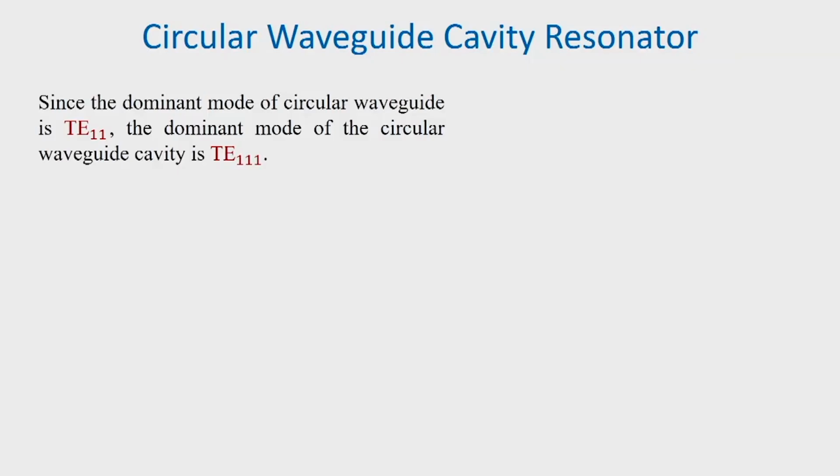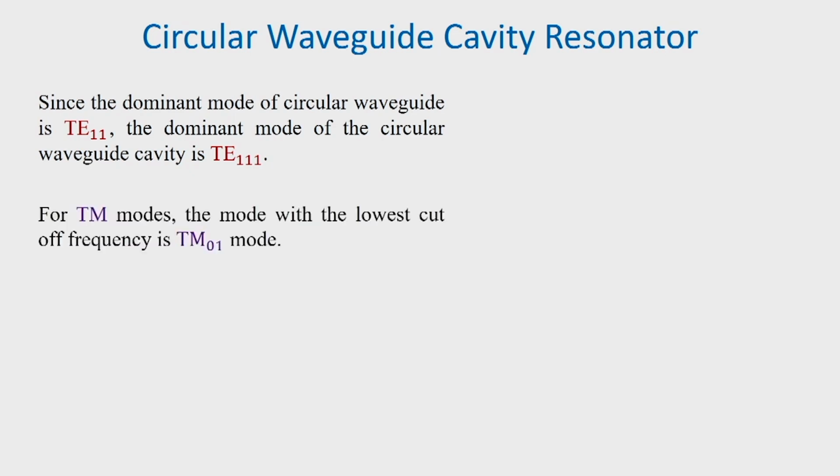Let us now discuss the circular waveguide cavity resonator. Since the dominant mode of circular waveguide is TE11, the dominant mode of circular waveguide cavity is TE111. For TM modes, the mode with the lowest cutoff frequency is TM01 in a circular waveguide.